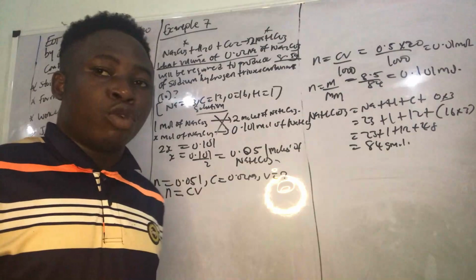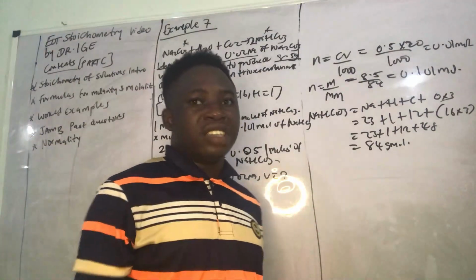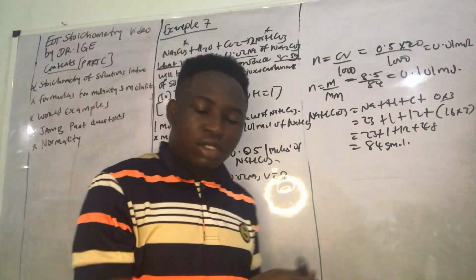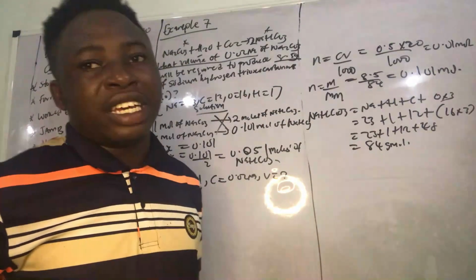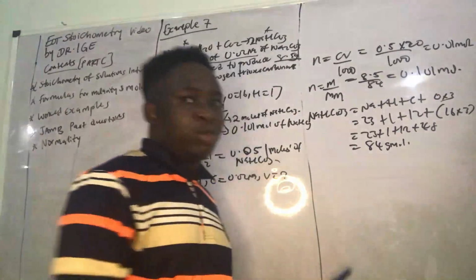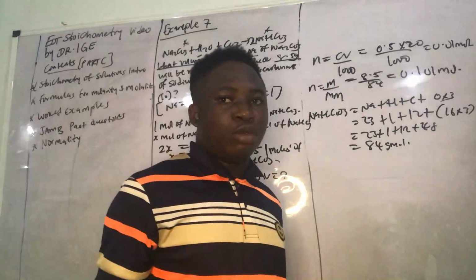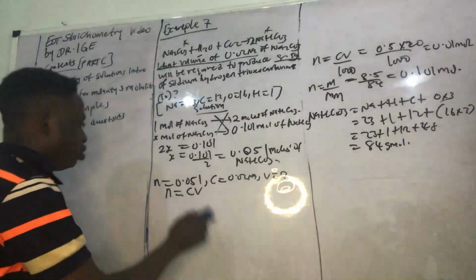Now the volume you have to look for will be determined by the parameters given, like the unit of the volume given in the options. If the options are in dm³, you look for volume in dm³. If all the options are in cm³, you look for the option in cm³. That's how it works. So let's use dm³.